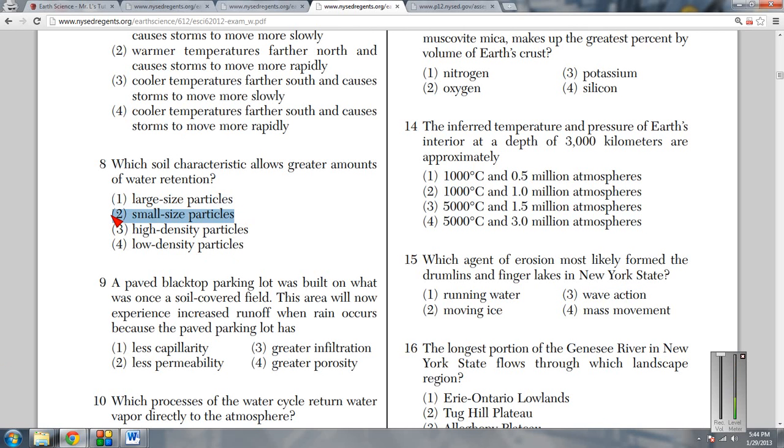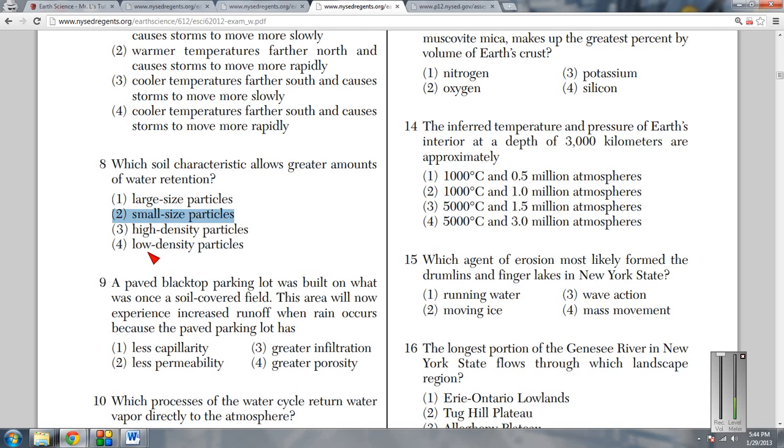Clay won't let anything through. It's the same reason they make a vase or pottery out of clay, because that water won't go through it. You can never make it out of large sized particles. The correct answer is 2, but let's look at these other 2 things.